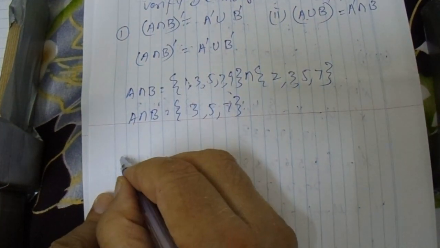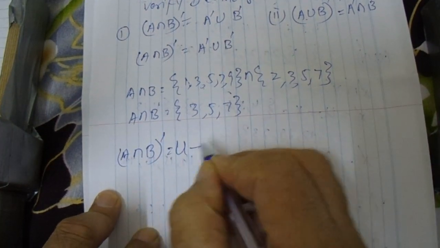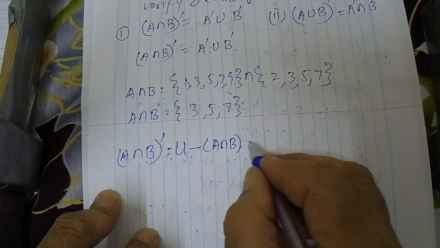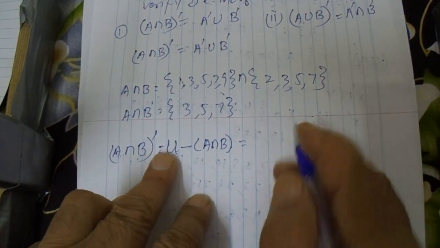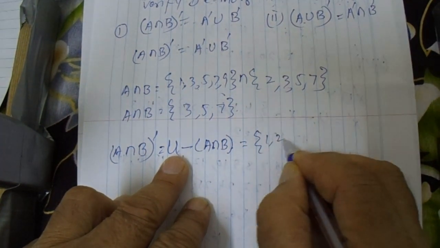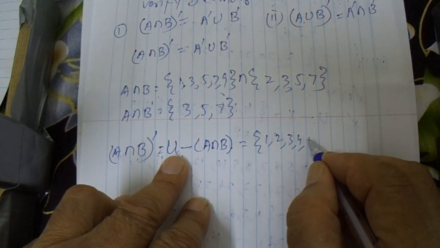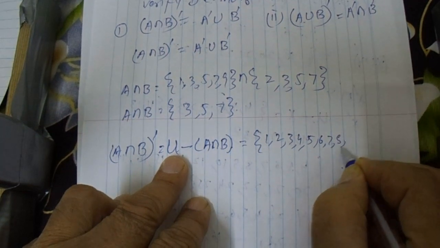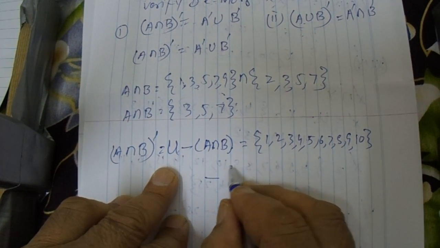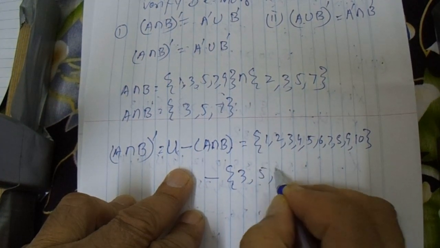Now we find A intersection B complement. It means U minus A intersection B. We subtract this set from the universal set. The universal set is 1, 2, 3, 4, 5, 6, 7, 8, 9 and 10. Now this set minus the set 3, 5 and 7.